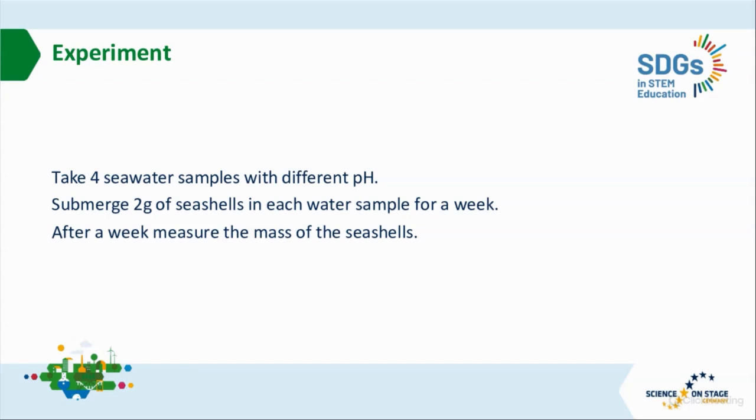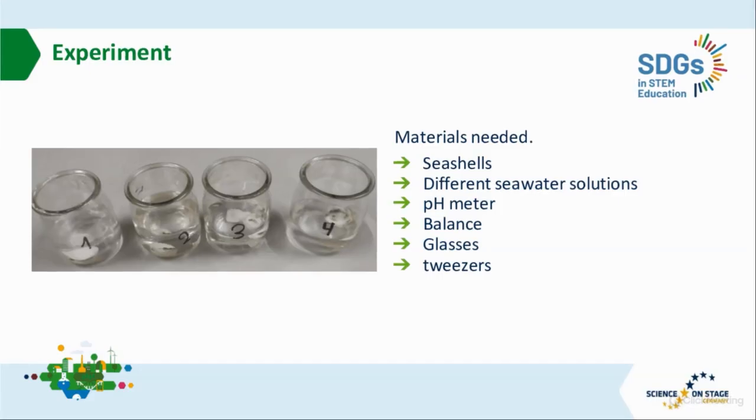So what we did was to measure 2 grams of seashells, and we placed 2 grams of these seashells in each of the water samples, and we left them there for a week. After a week, we measured the mass of those shells, and we tried to relate the decrease in the mass of the seashells with the different pH in the different solutions. So the students should come up with the idea that the lower the pH, the higher the decrease in the mass of the seashells.